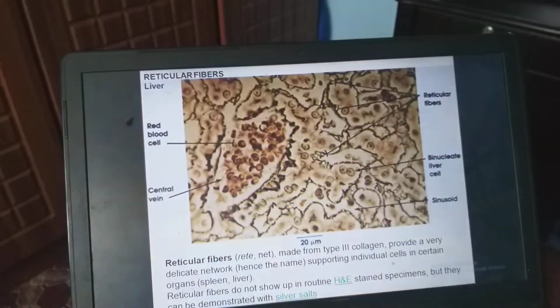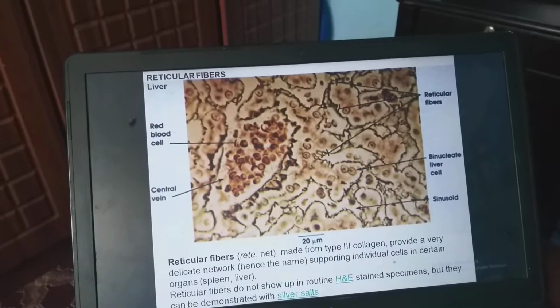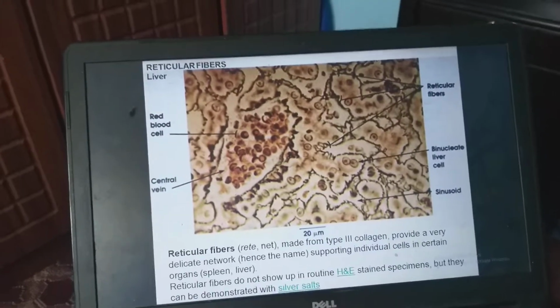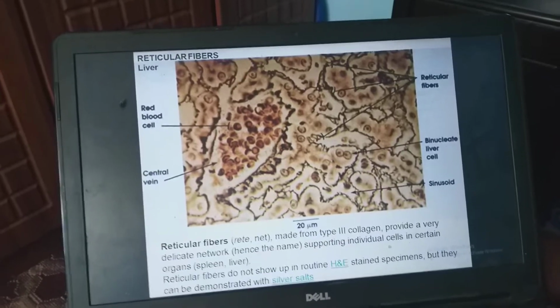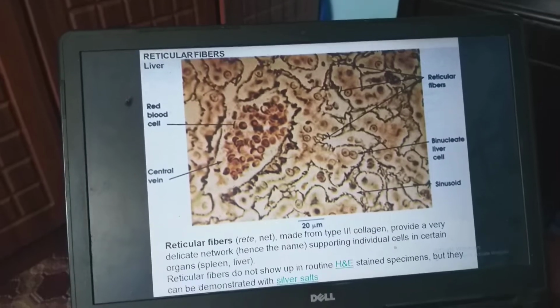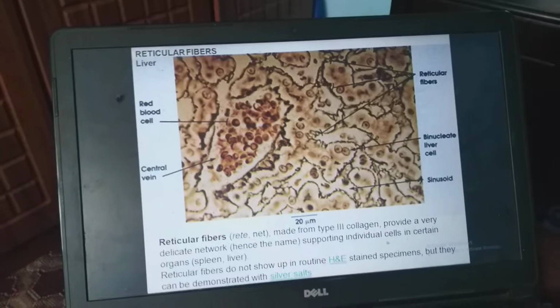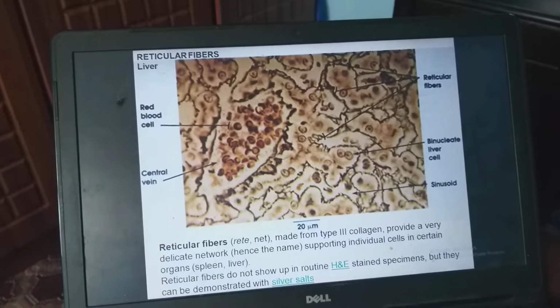Good. So observe reticular fibers, what they look like. Reticular, we say rete, network forming. So look, they are forming a network around the red blood cells, around the central vein of the liver.